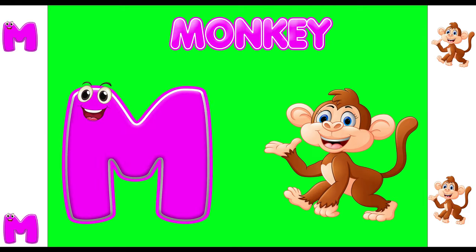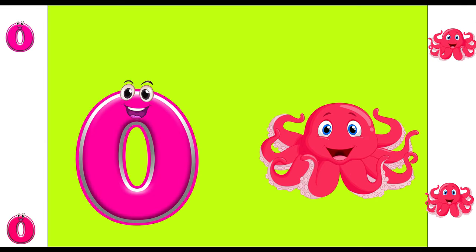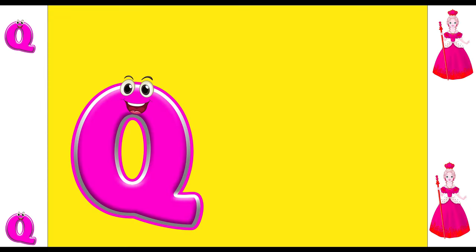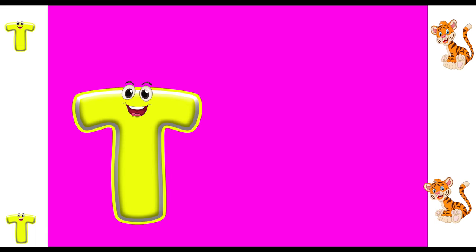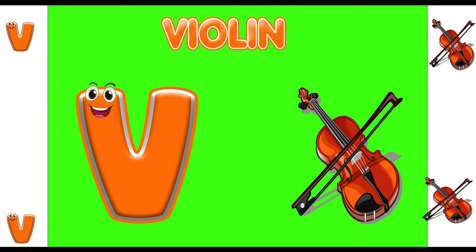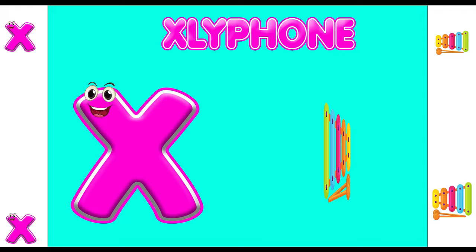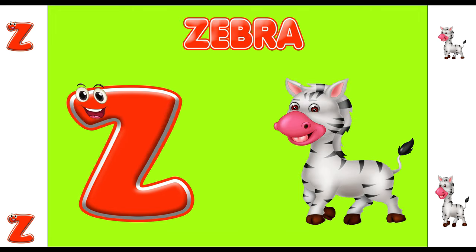M is for monkey. N is for needle. O is for octopus. P is for parrot. Q is for queen. R is for rainbow. S is for spider. T is for tiger. U is for umbrella. V is for violin. W is for watch. X is for xylophone. Y is for yo-yo. Z is for zebra.